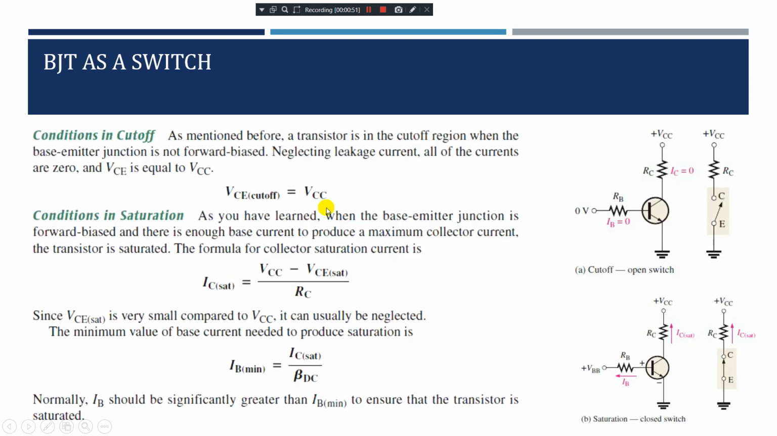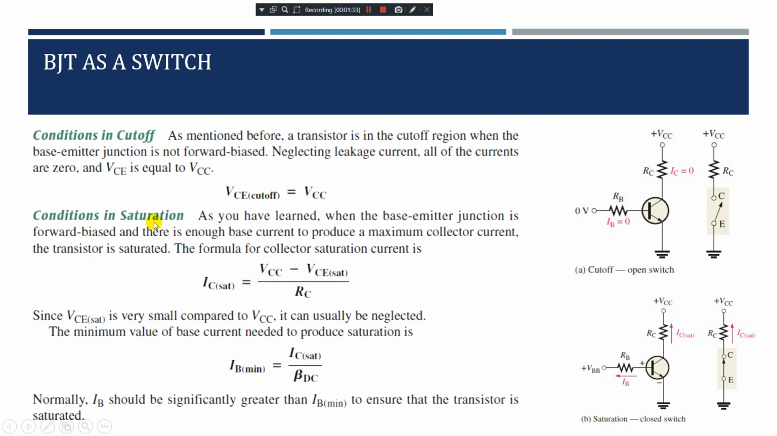Now we will see how the transistor performs in the cutoff region and the saturation region. In the cutoff region, when the base to emitter junction is not forward biased, there is negligible leakage of current. All the currents are 0, so VC is equal to VCC. If you observe here, collector to emitter voltage will be equal to VCC. That is, VCE cutoff is equal to VCC.